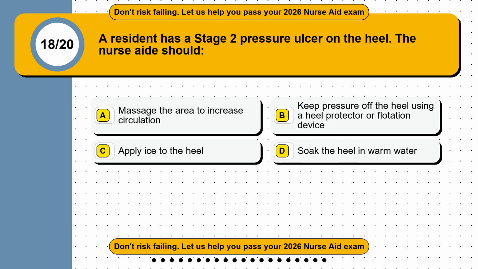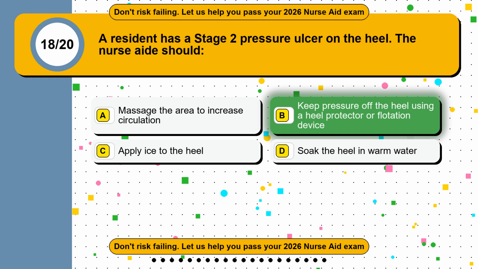Question 18. A resident has a stage 2 pressure ulcer on the heel. The nurse aide should: Option A, massage the area to increase circulation. Option B, keep pressure off the heel using a heel protector or flotation device. Option C, apply ice to the heel. Option D, soak the heel in warm water. The correct answer is option B. Keep pressure off the heel using a heel protector or flotation device.